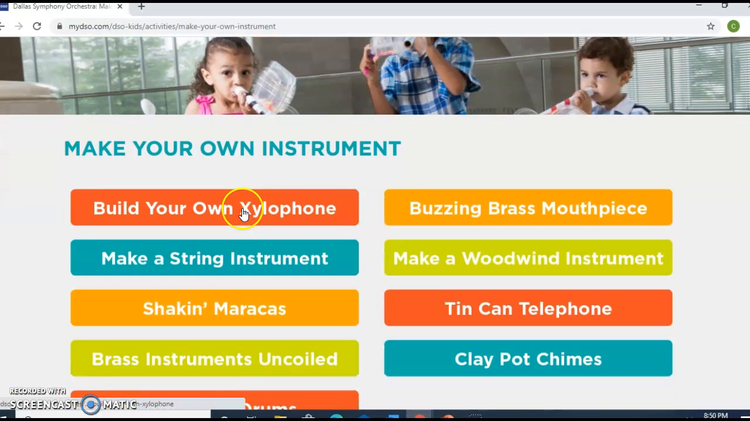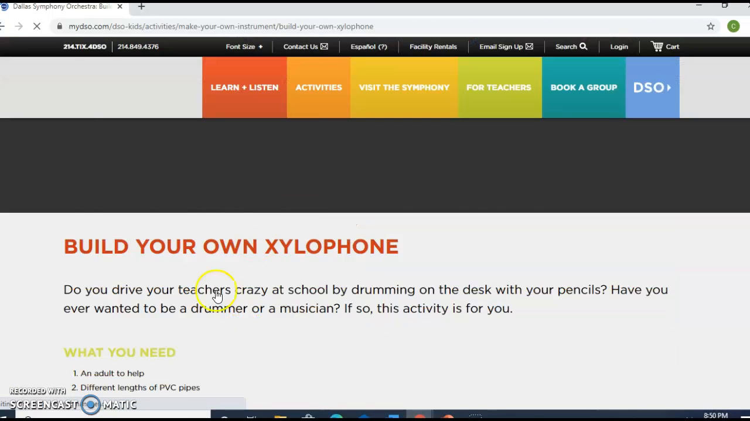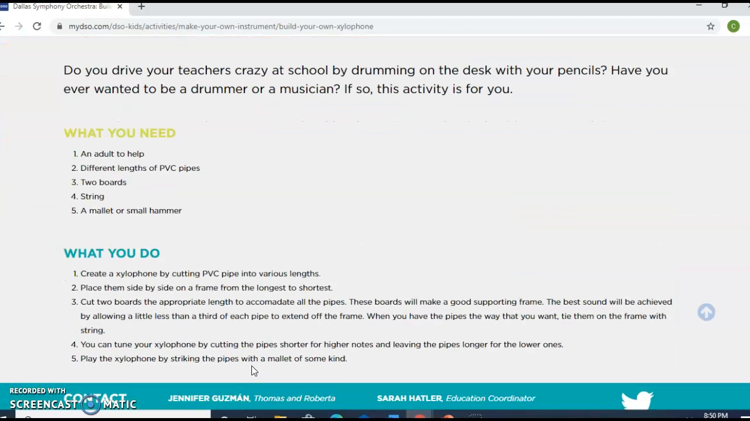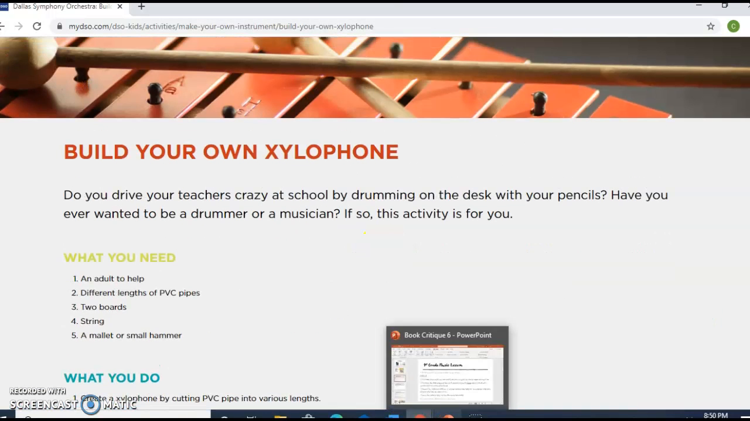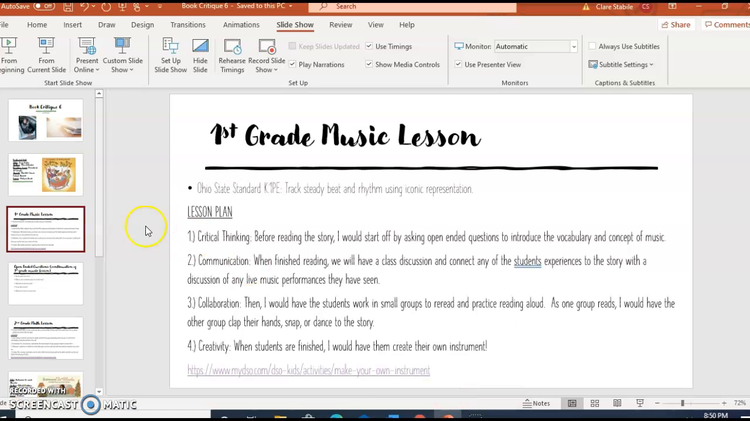So here it is, make your own instrument. For example, build your own xylophone, and they have a lot of cool things, what you need, what you do. So I would have the students do this at home with their parents and then share with the class the next day.